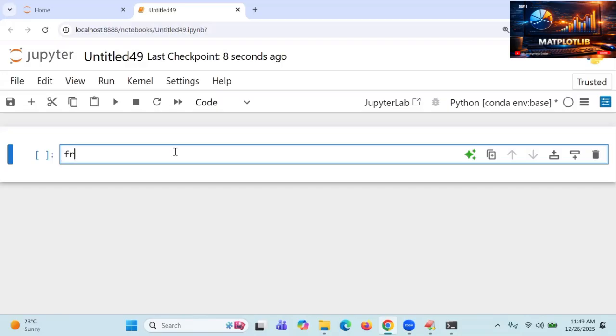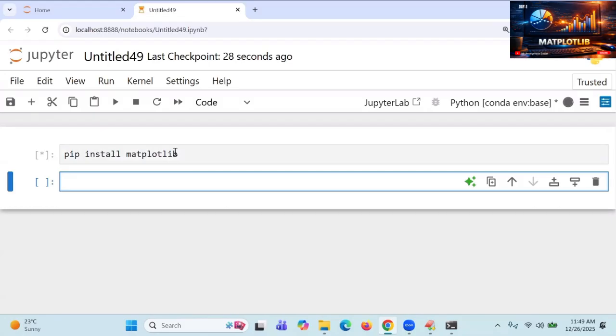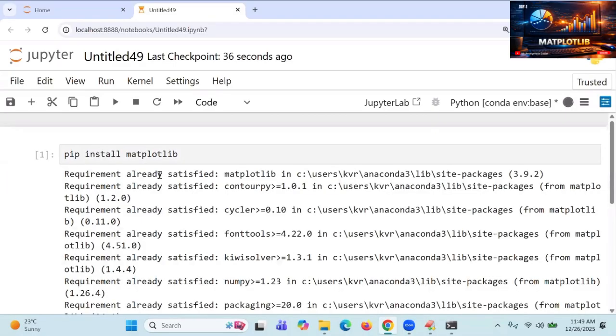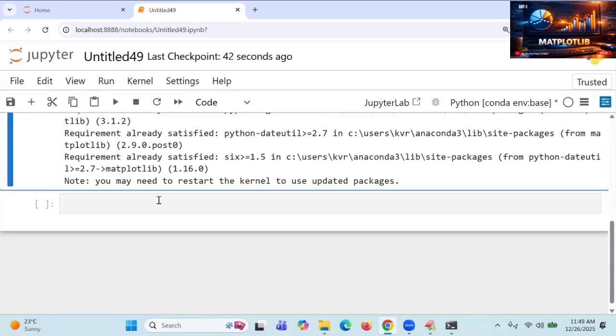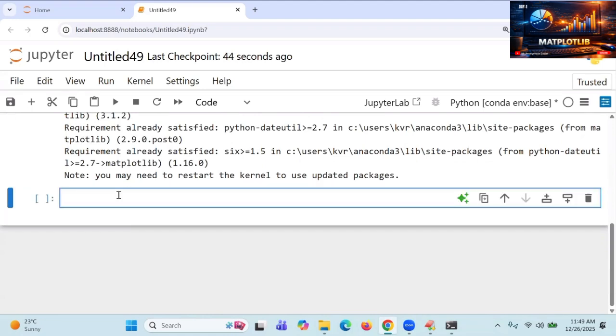Now I'm going to write it from Matplotlib. First of all, does Matplotlib need to be installed or not? Come on, pip install Matplotlib. This module was already installed. You will get a message: requirement already satisfied. That means you need not do anything else. Already it was there.